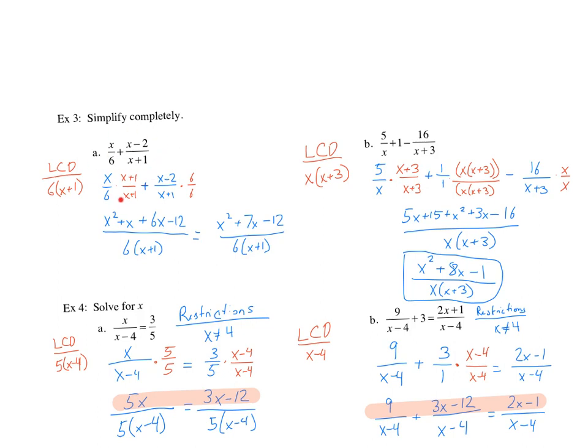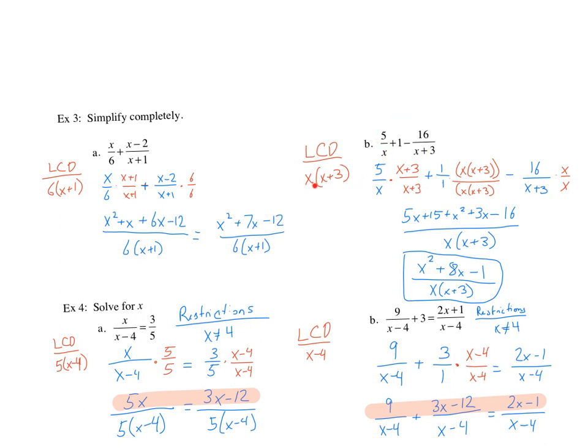Here, we just need common denominators, and we're going to combine like terms in the numerator. So we're missing an x plus 1 there. We're missing a 6 in the denominator here. Multiplying the numerators together and combining like terms, we get x squared plus 7x minus 12 over 6 times x plus 1.